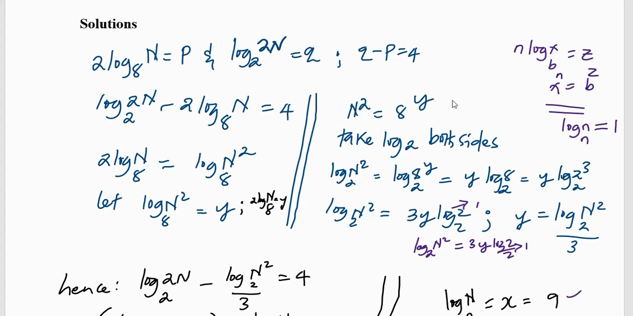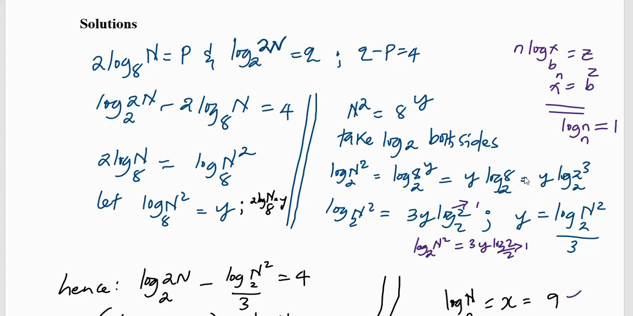If I take log to base 2 both sides, it means I have log n squared base 2 equal to log 8 to power y base 2. That means I can bring the y here, which will equal y log 8 base 2. But if I look at the base 2 and I look at 8, it means I can produce this 8 out of figures of 2, 2, 2.